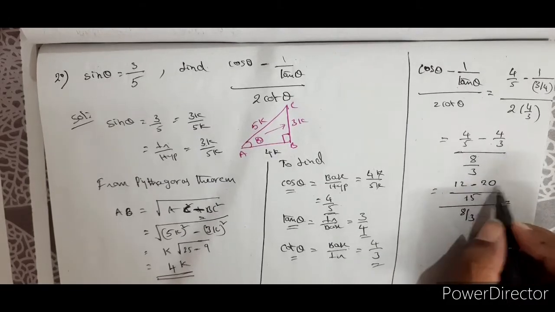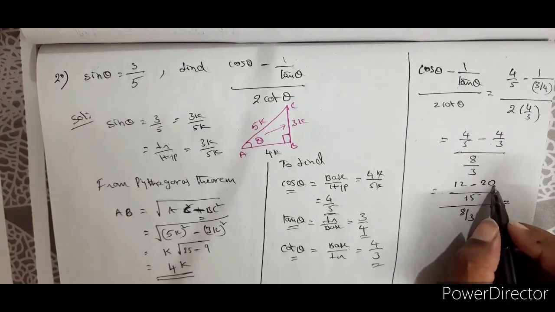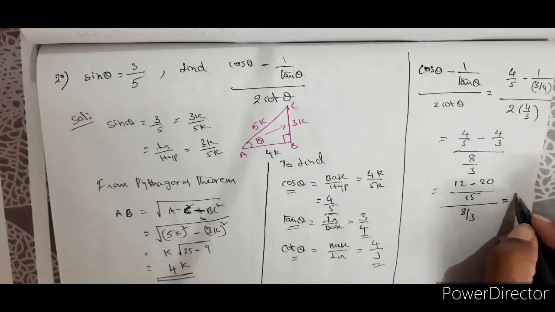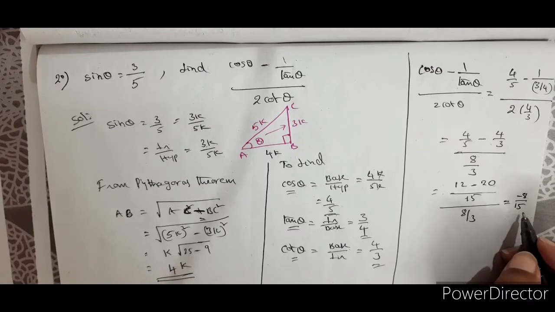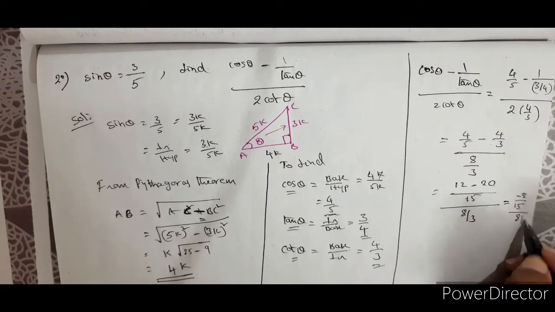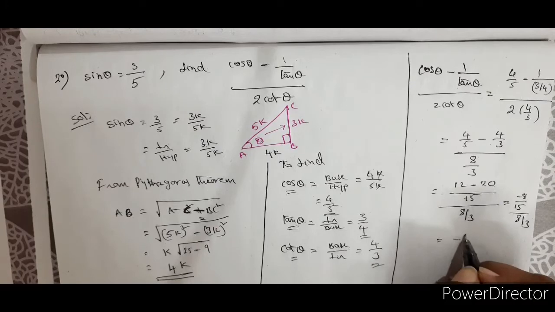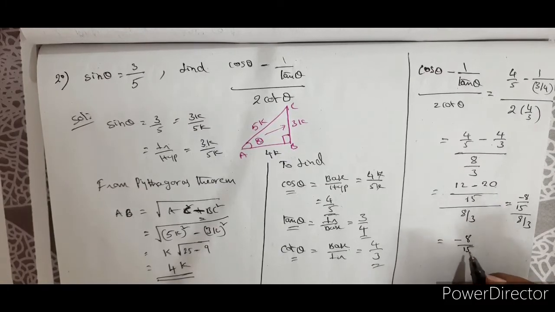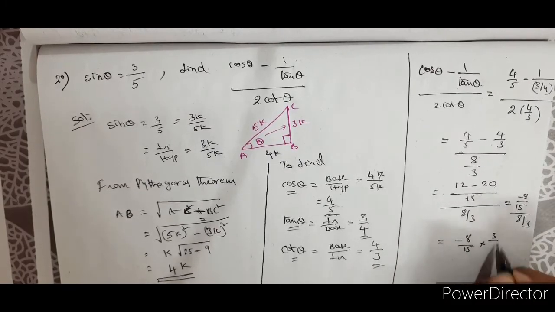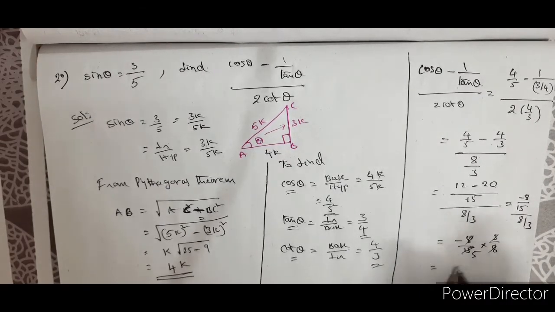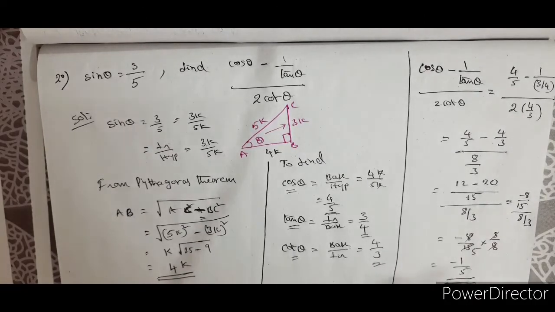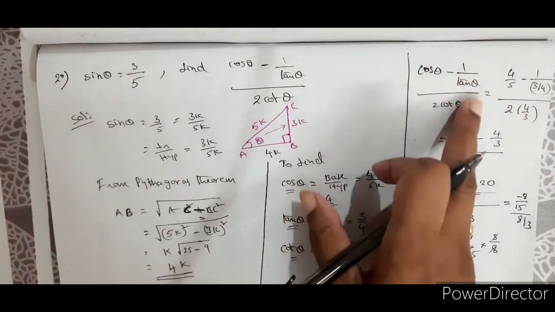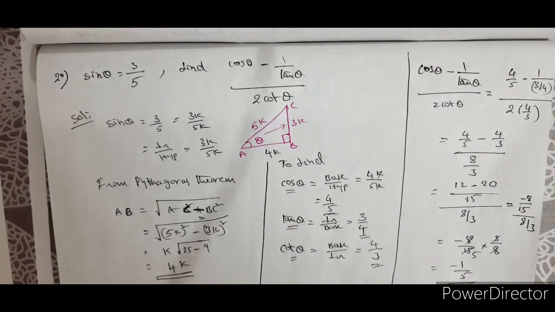So 12 minus 20 is minus 8 by 15, by 8 by 3. So it can be minus 8 by 15 into 3 by 8. Now 3 5 times, 8 1 time. So minus 1 by 5. So this is what we got, the value of cos theta minus 1 by tan theta by 2 cot theta.